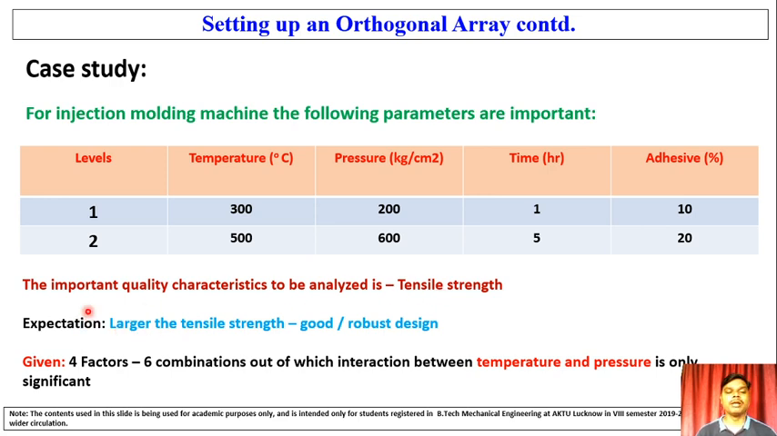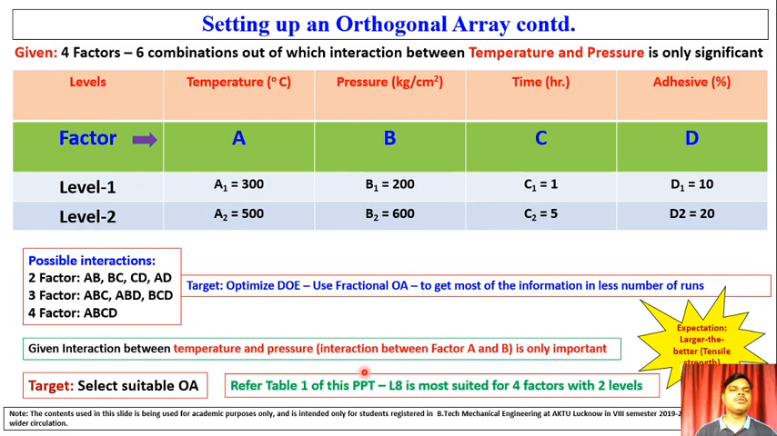Okay, so what he has given, four factors are there. We can see here factor number one, that is temperature, then pressure, time and adhesive percentage. These are four factors and many combinations are possible. In fact, the interactions which we taught in the last class are also possible. But he focused that the interaction between pressure and temperature is more important as compared to other interactions. Okay, this is only significant. So we'll take up the case study of how to select an orthogonal array and how to proceed.